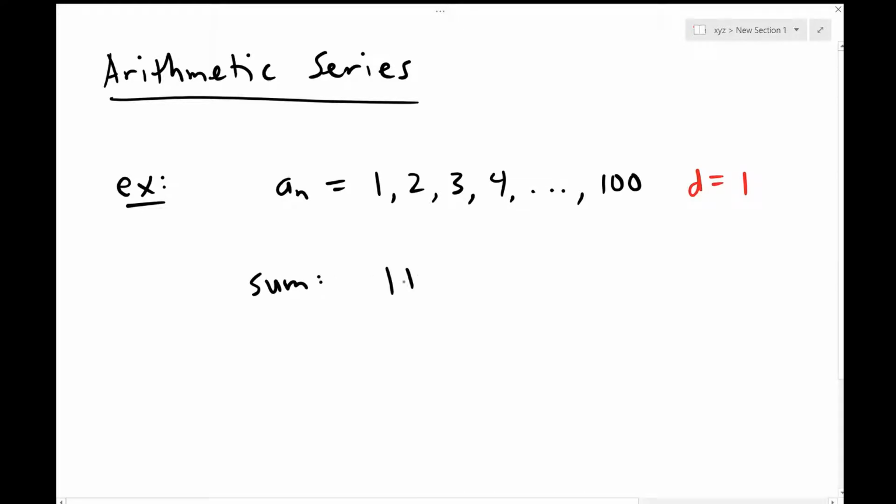So what we're taking is 1 plus 2 plus 3 plus 4, and so on, up to 100. We could try to add these numbers one at a time. Not that it would be very difficult, but it would be extremely time consuming. So we want a faster way of computing this sum without having to add the numbers one at a time. And we can do that if we take the exact same series and write it backwards.